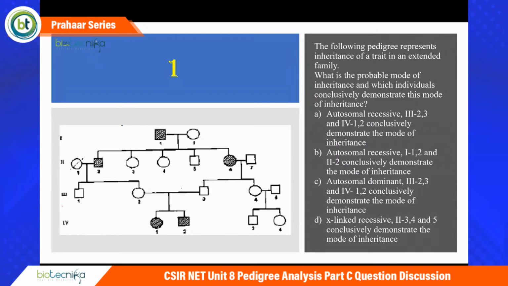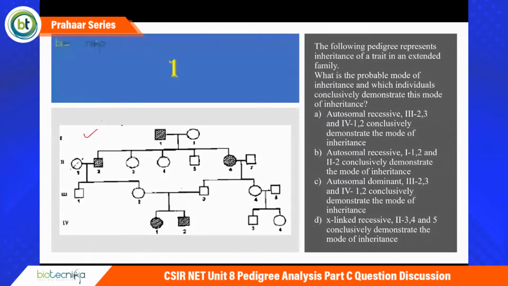So here the question is talking about a pedigree chart that is given, and you have to study the pedigree chart and then decide what is the mode of inheritance that is happening here. Okay, so the mode of inheritance.